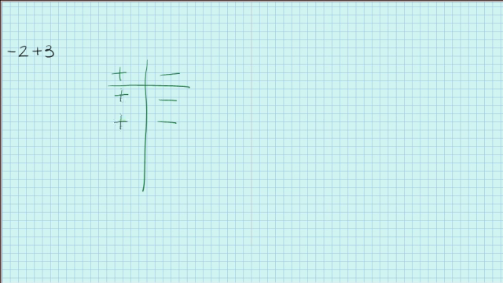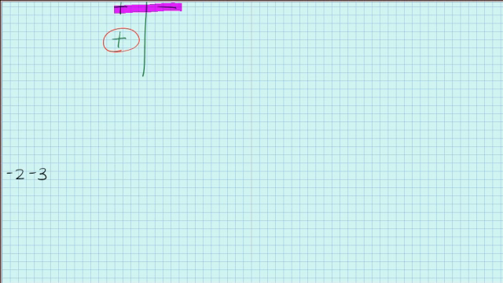1, 2, 3. Again, I've got to look for 0 pairs. There's a 0 pair there. They're going to cancel to give me 0. Here's another 0 pair. I'm going to tally up what I have left. I only have 1 positive, so my answer to this problem, negative 2 plus 3, is positive 1. Let's do one more.